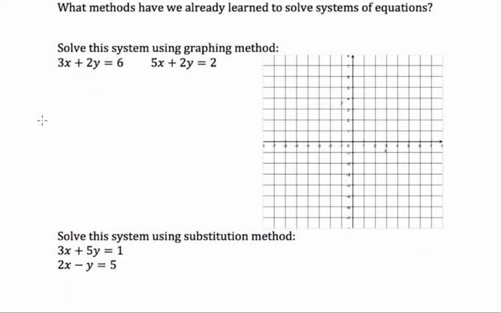Let's review how to solve a system using the graphing method. Here's our system. When lines are in standard form, as these are, they're harder to graph. So we're going to change them into slope-intercept form, y equals mx plus b, to make it easier for ourselves to graph.